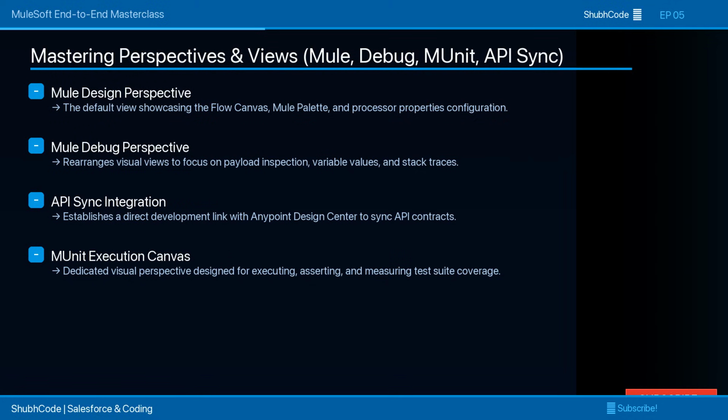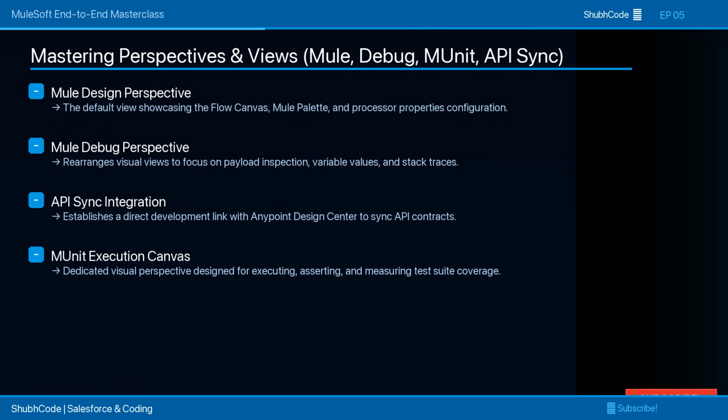Perspectives and views in Anypoint Studio are designed to shift your layout dynamically based on the engineering task at hand. Out of the box, you work in the Mule Design perspective, which highlights the visual canvas, the palette, and the Properties tab. However, the real power comes from mastering other specialized perspectives. For instance, the Mule Debug perspective rearranges your IDE layout to focus on active threads, variable states, and payload inspection windows the moment a local breakpoint is hit.